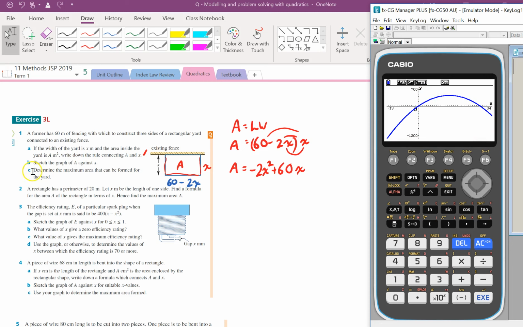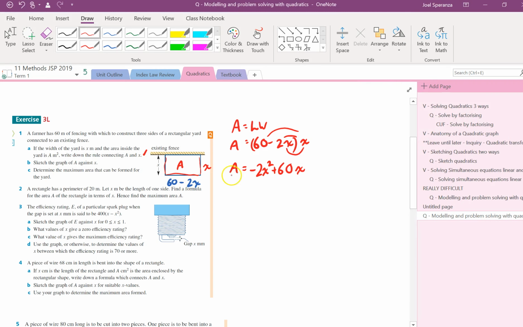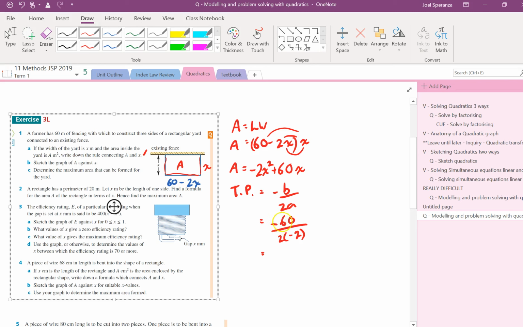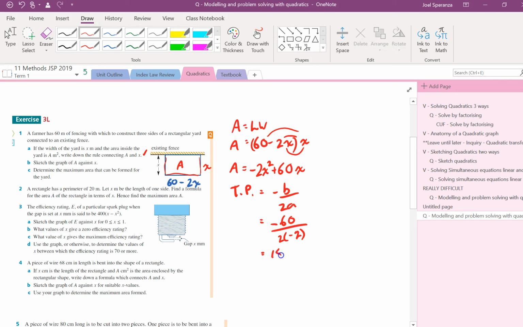All right, finally, determine the maximum area that can be formed for the yard. Now, I don't really need to sketch it to figure out the maximum area. I just need to know what that turning point is. And to find the turning point, x equals negative b over 2a. So the b value here is 60, so negative 60 over 2 times negative 2. So negative 60 divided by negative 4, that looks like it's going to be 15.